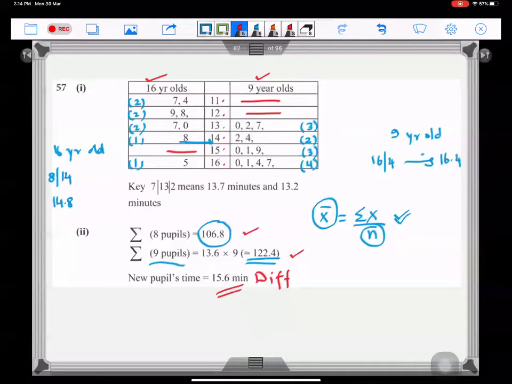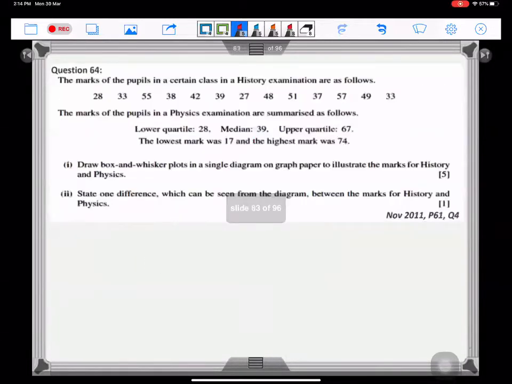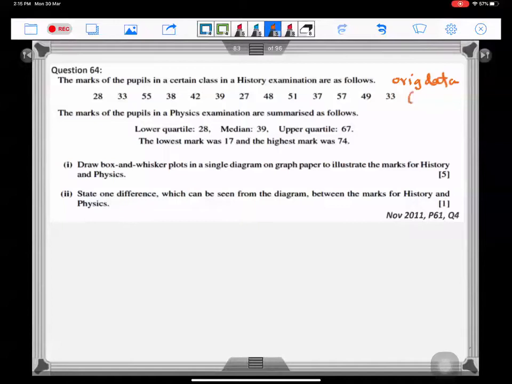Question 64. The marks of people in a certain class in history exam are as follows. The marks of people in physics exams are summarized. Now, this is the original data. This is the original data for history. And this is the summarized 5-point info.